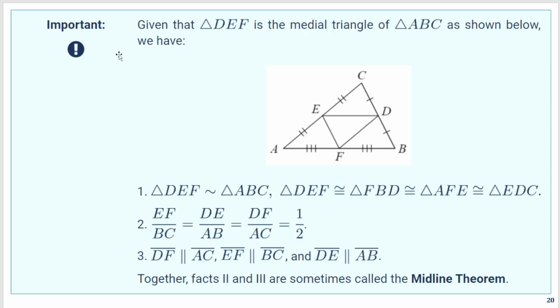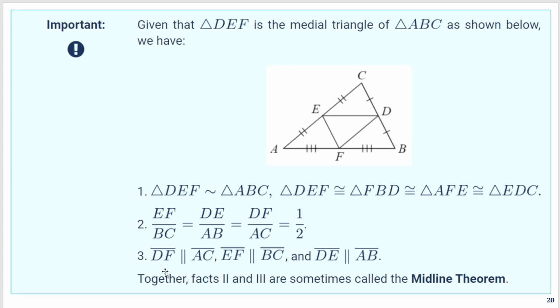And in summary, this is another important property of the midpoint of each side. Given that triangle DEF is a medial triangle of triangle ABC as shown below, we have the following conclusions. First, triangle DEF is similar to triangle ABC, and these 4 little triangles are congruent, and the ratio of these pairs of sides equals 1 over 2.